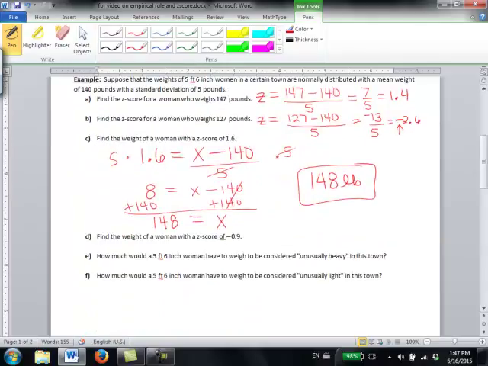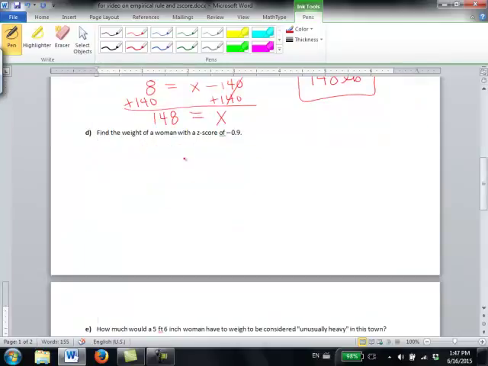Find the weight of a woman with a z-score of negative 0.9. So our z-score is negative 0.9, and the z-score formula says z-score equals the data value, I'll call x, minus the mean, which was 140, divided by the standard deviation, which was 5. To solve for x, I multiply both sides by 5 first, and I take 5 times negative 0.9. I get negative 4.5. And on the right side, I just have x minus 140.